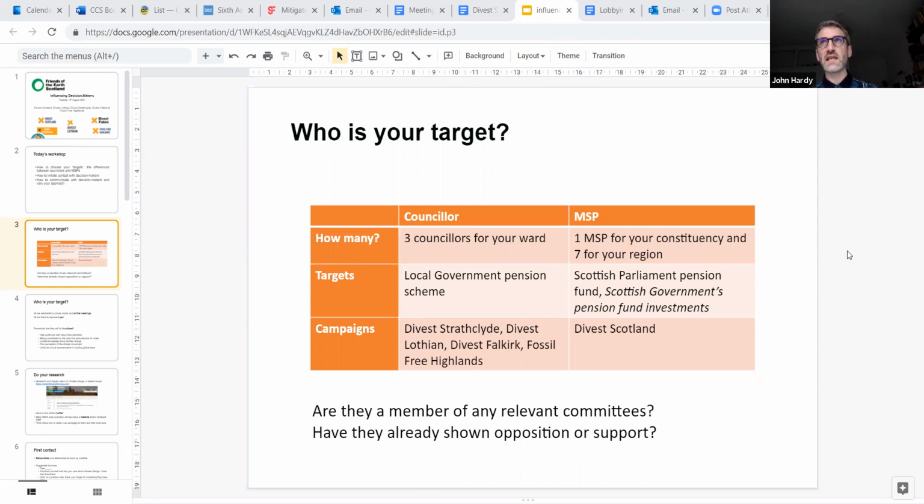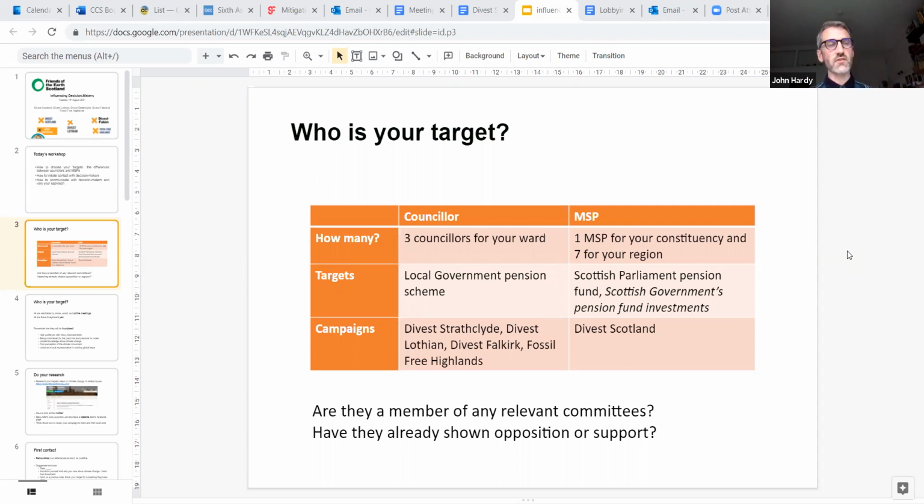For your MSPs, it's a bit more standard. You will have 1 for the constituency, and then you will have 7 who are elected on a regional basis. So you will generally have 8 MSPs representing you at the Scottish Parliament. The councillors obviously are in the local government pension schemes, and those again are broken down regionally, and MSPs are part of the Scottish Parliament pension fund.